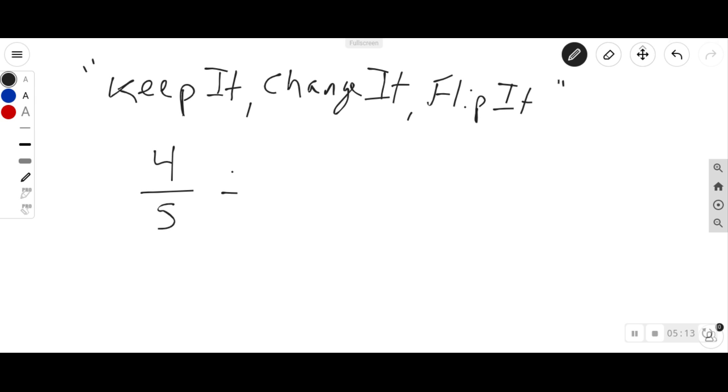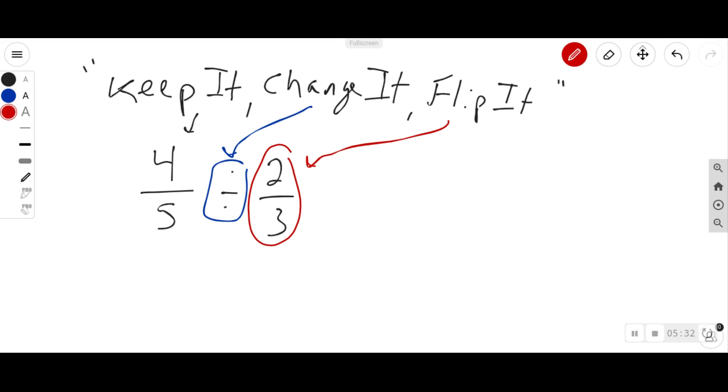Let's say that I have 4/5 divided by 2/3. We're going to use an old quotient symbol. So now keep it deals with 4/5. Change it deals with the division. Flip it deals with the final fraction.